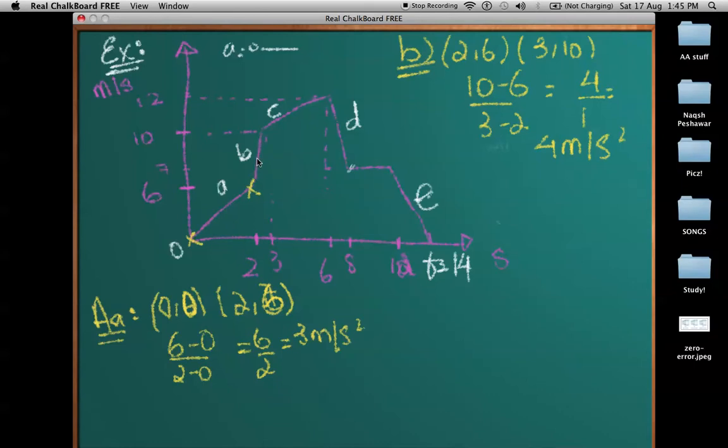Okay, so this is what is happening. You can see that in 1 second it just jumped to 10 from 6. There's a difference of 4 meters per second every second.